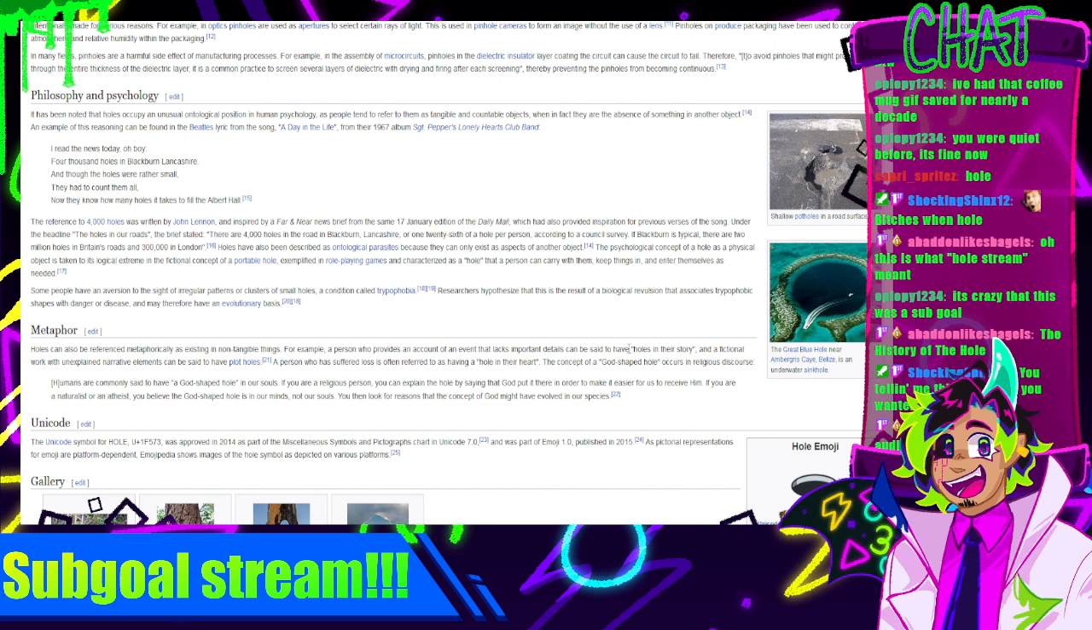The reference to 4,000 holes was written by John Lennon and inspired by a Far and Near news brief from the same 17 January edition of the Daily Mail, which had also provided inspiration for previous verses of the song. Under the headline, The Holes in Our Roads, the brief stated, there are 4,000 holes in the road in Blackburn, Lancashire, or 1/26 of a hole per person, according to a council survey. If Blackburn's is typical, there are 2 million holes in Britain's roads and 300,000 in London.